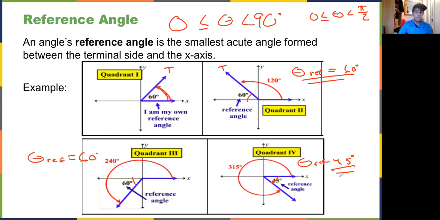That's how we do reference angles. We find our terminal side, and we find the shortest path to get to that x-axis, and that measurement there is our reference angle.